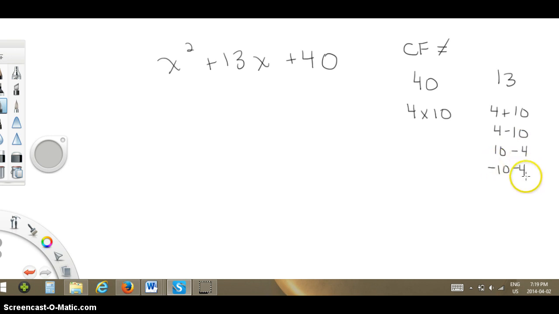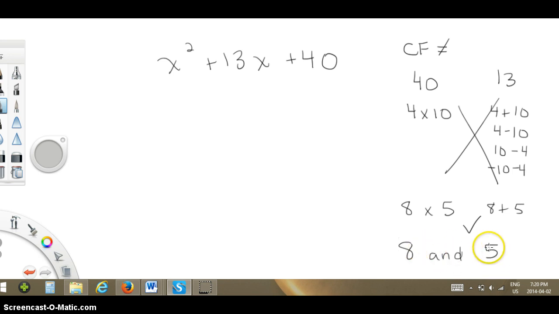Negative 10 minus 4 is negative 14. So none of these work. There's got to be other factors that multiply to 40. So then we look at 8 times 5. 8 times 5 is 40. 8 plus 5 is 13. So we know that this works. So my two numbers are 8 and 5.